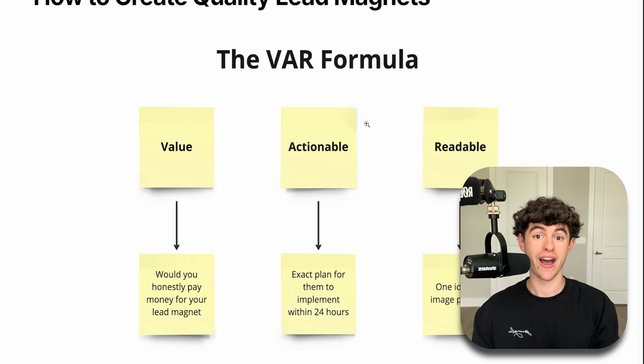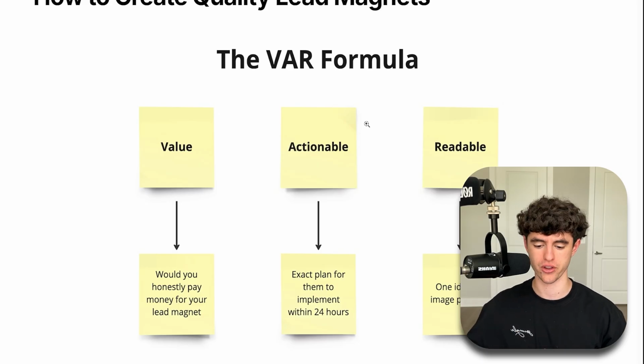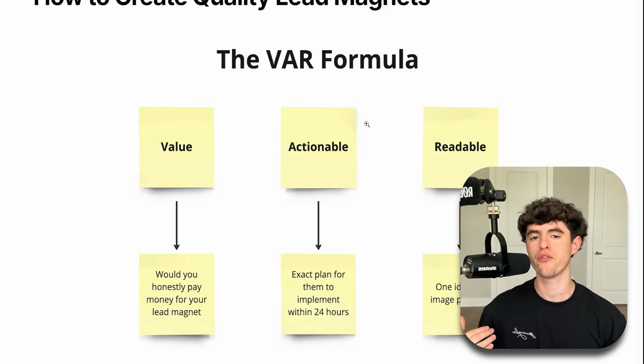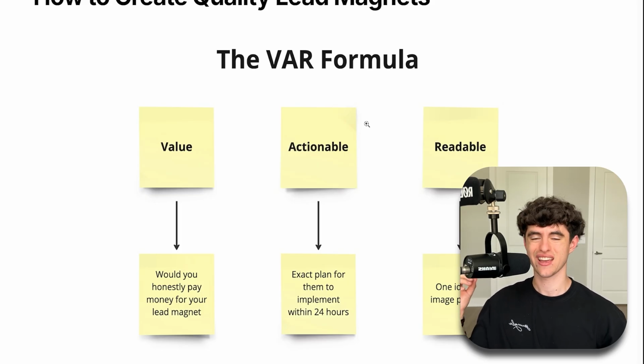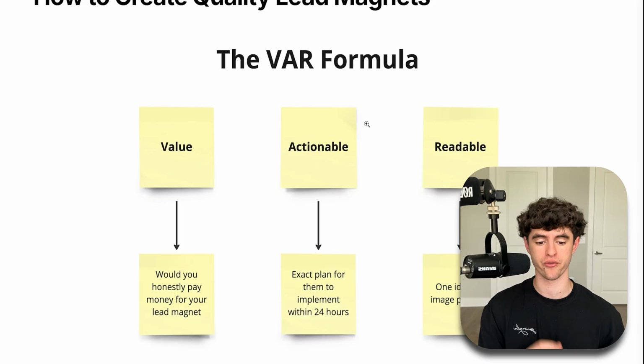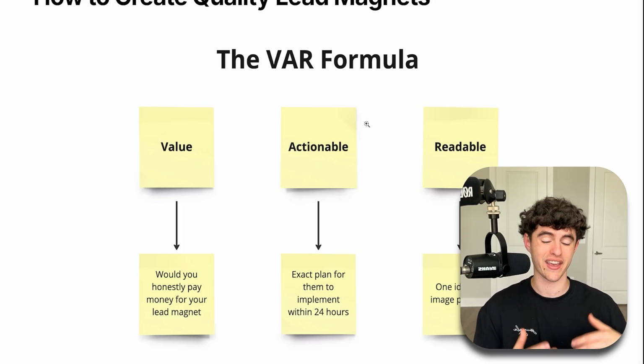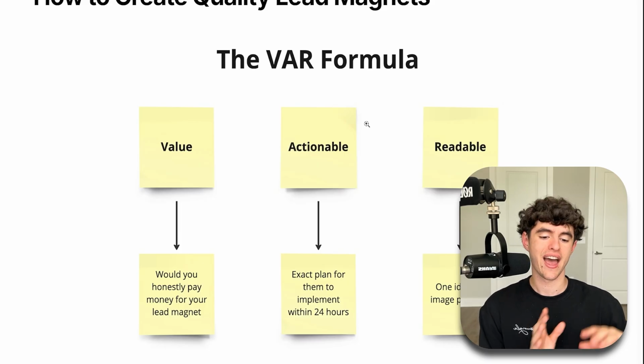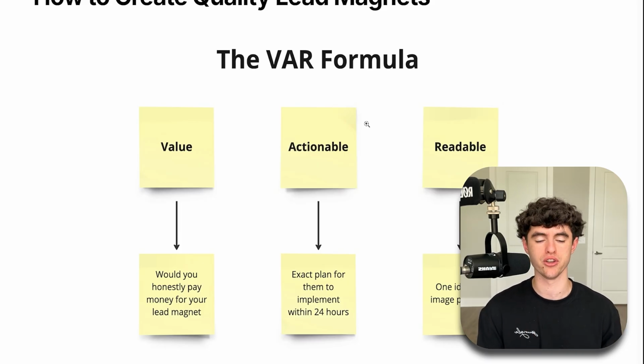First is value. So would you honestly pay money for the lead magnet, like $50 or more? And the way you can determine if something's worth $50, $100 or more is, are you providing value that you can't just find by surface level browsing or scoping on Google or whatever search engine you use? You want to make it hard to find or not findable at all, unique, expert insights that only you can provide. The next is, is it actionable? So do you have an actionable plan that they can implement within 24 hours? And then is it readable? So do you have one idea or image per slide?